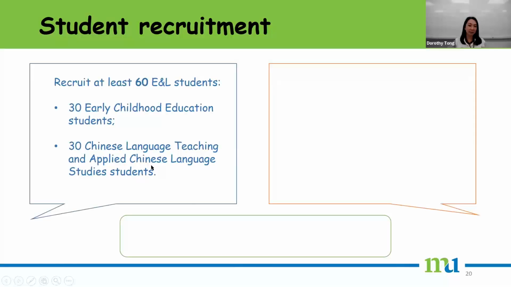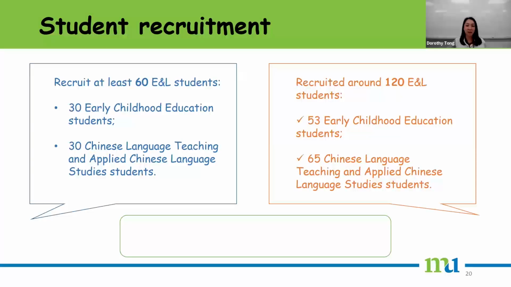And because I said already that I would like the ECE students and the Chinese students to collaborate and learn from one another, the design was to recruit half and half, at least 60 students from our School of Education and Languages, half from ECE and half from Chinese. And the result of the recruitment process was very encouraging. We had double: 120 students interested and signed up for this project. So roughly half from ECE and half from Chinese.